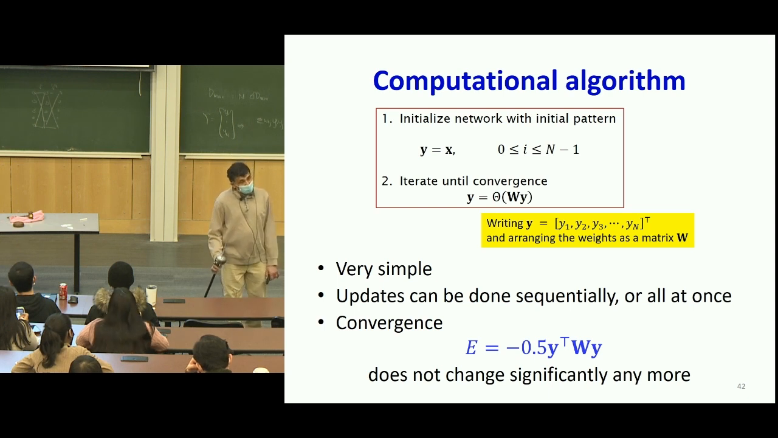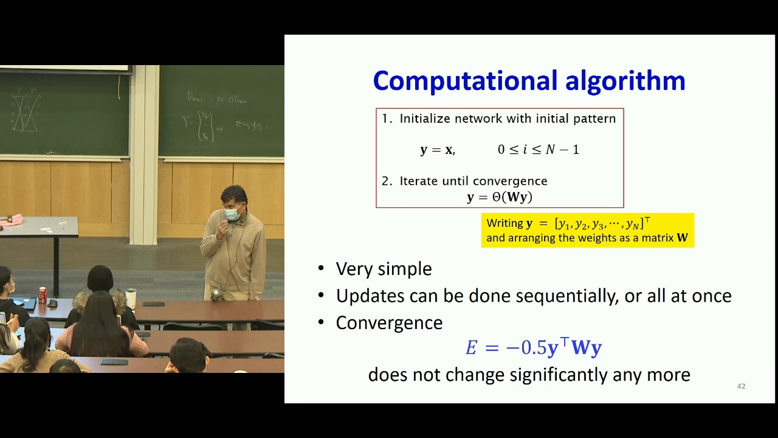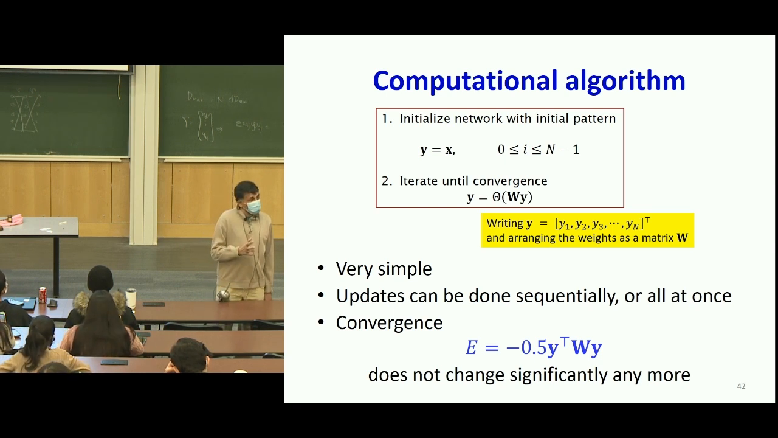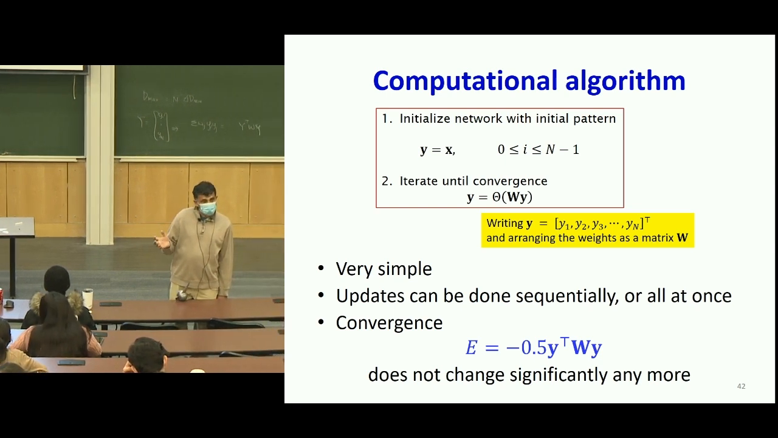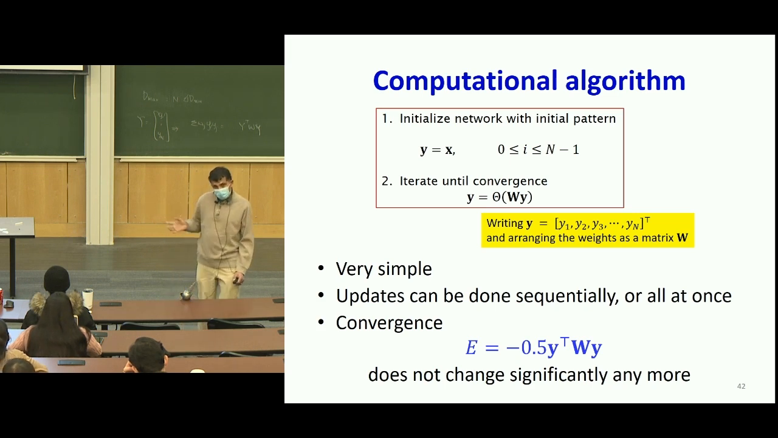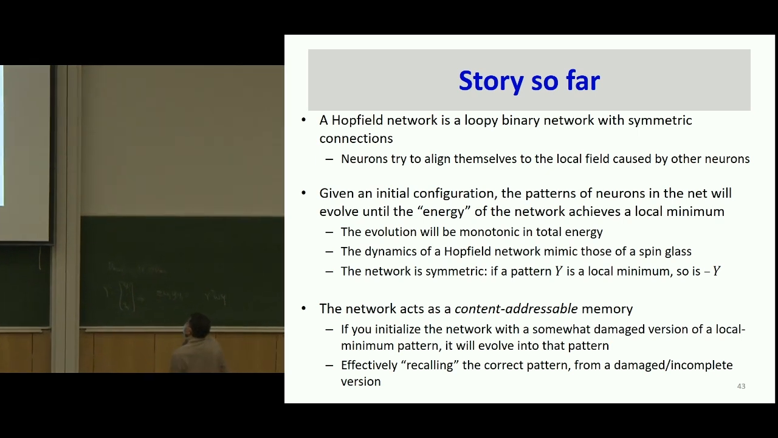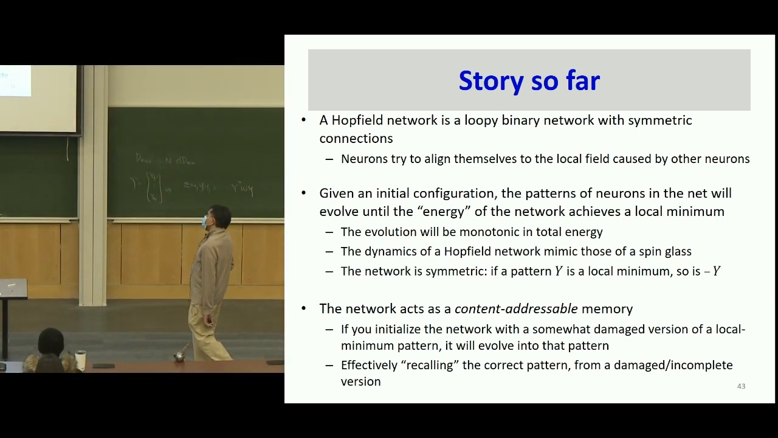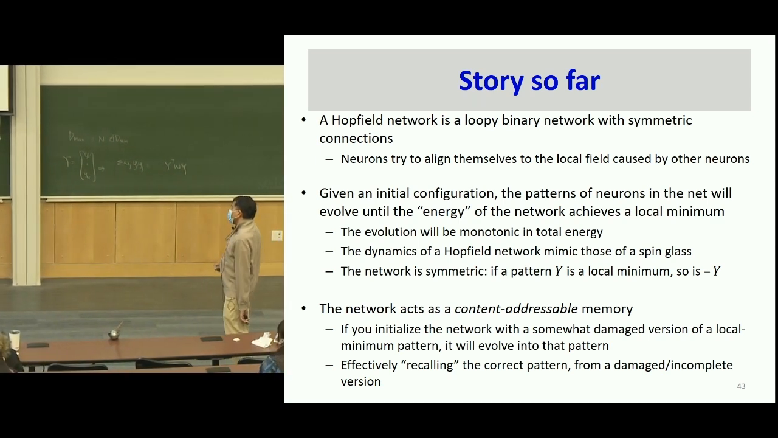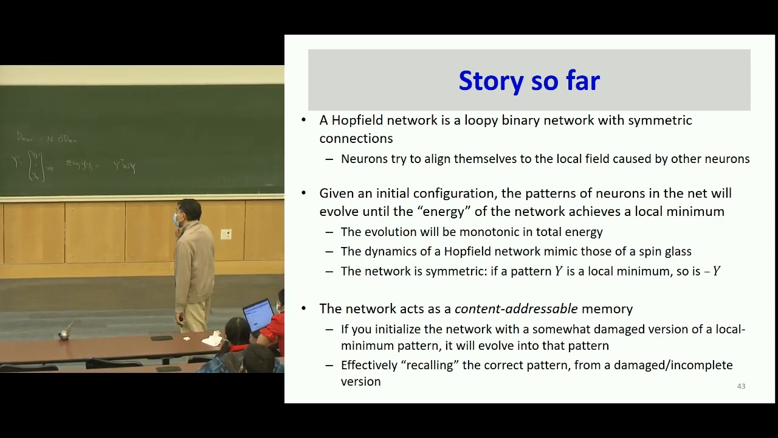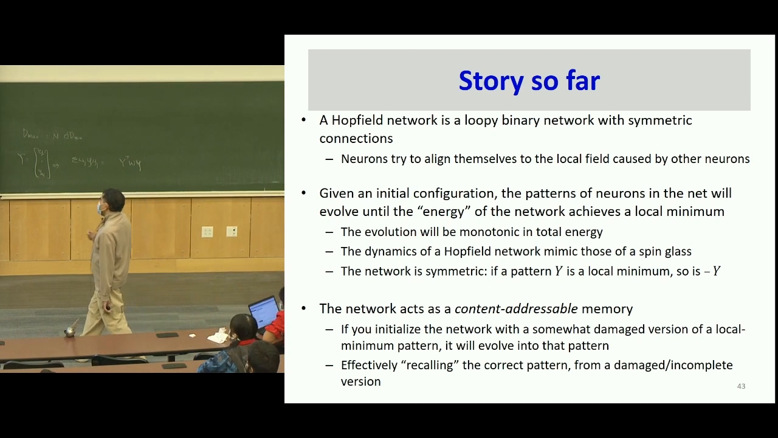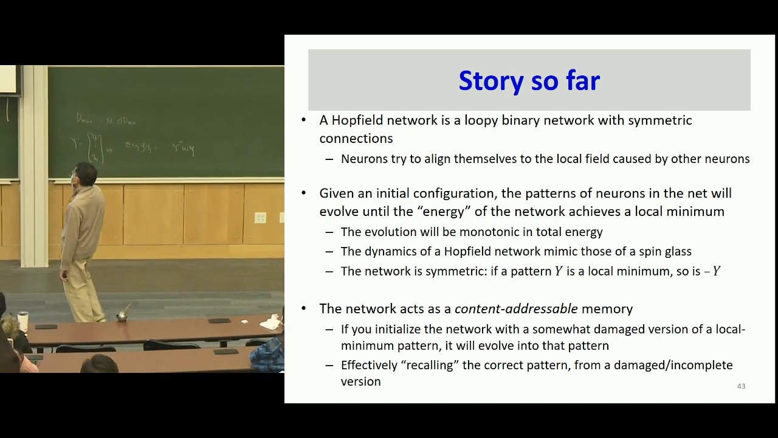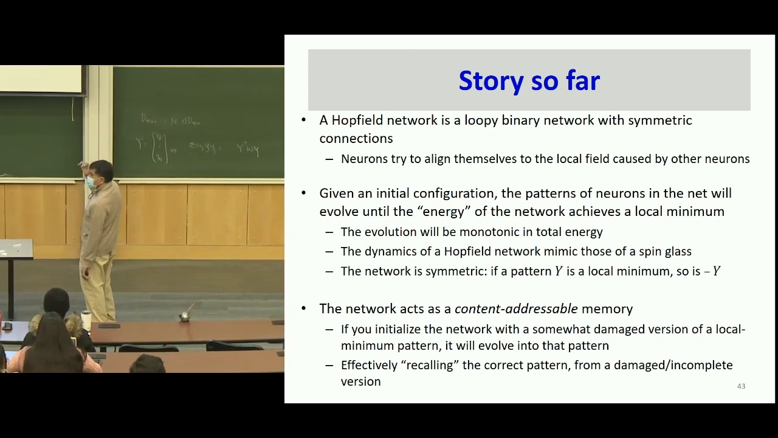But there's a different way of looking at it. I can say I'm going to compute the energy of the network, and it's going to continue to evolve until the energy no longer changes. Or maybe then the change in energy is very small. Both are equivalent, right? So a Hopfield net, we saw, is a loopy binary network with symmetric connections. Neurons align themselves to the local field caused by other neurons. Given an initial configuration, the pattern of neurons in the net will evolve until the energy of the network achieves a local minimum.